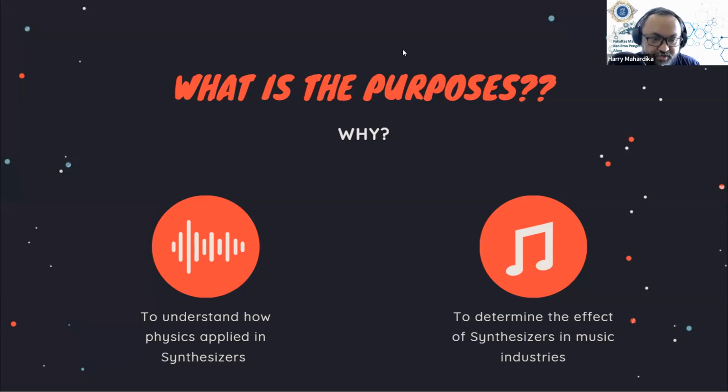Okay, what is the purpose? Okay, this is better. To understand how physics is applied. These are keywords, small phrases. So instead of too much or too long a sentence, it is better to use simple phrases like this one. To understand, to determine. This is good. Okay, next.